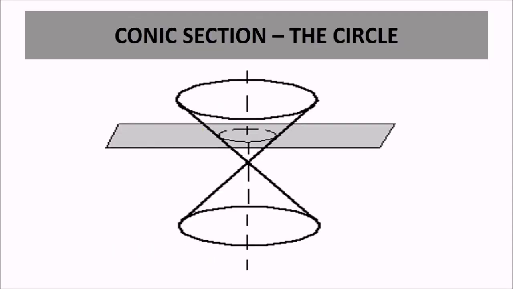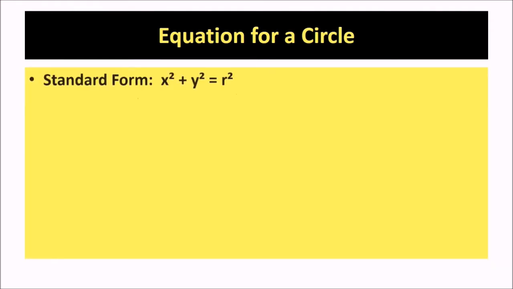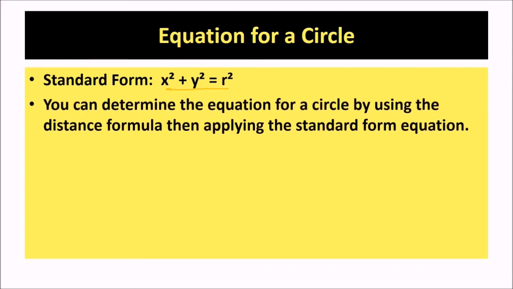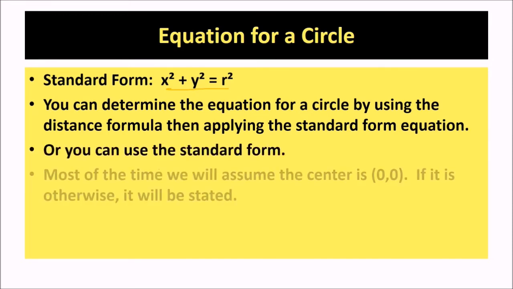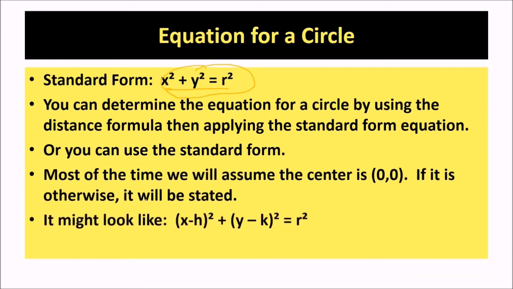This is a circle. So the equation of a circle is given by x square plus y square is equal to r square if the center is at 0, 0. That is the origin. So you can determine the equation of a circle by using the distance formula, which is applying the standard form equation. You can use the standard form. So most of the time we assume that here the center is 0, 0. Otherwise it will be stated.